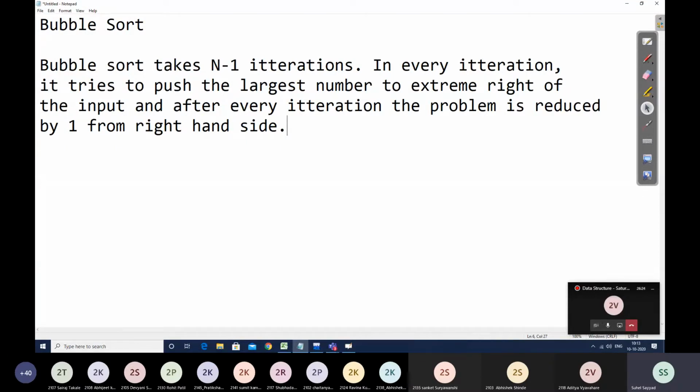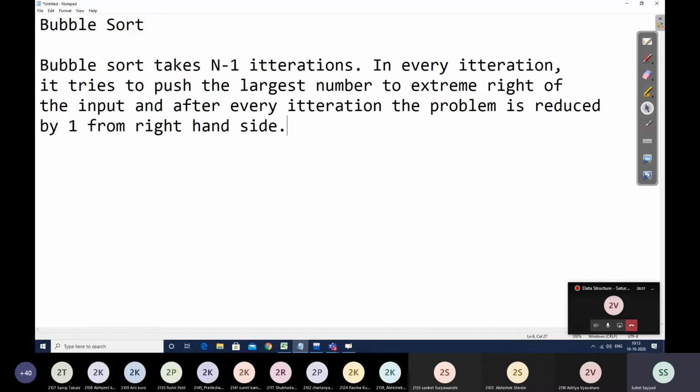Are you getting this? Then in the remaining 6 numbers, again I will find the largest number. I will push that largest number to the extreme right position. So my second last number has also reached. Again, I'll reduce the problem by 1 from right hand side, so I'll be remaining with 5 numbers. And this story will continue for n minus 1 iterations. And finally, the last number, that is the 7th number, will by default come to the first position.